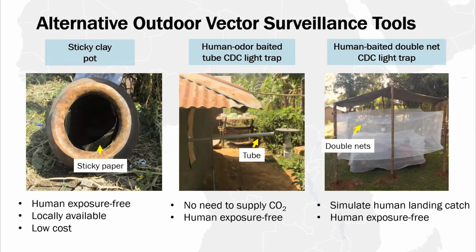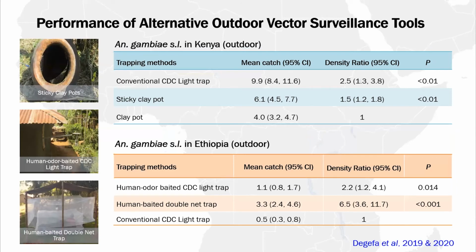If you look at the double net on your far right, which is simulating human landing catches, it's human exposure free because the person is deep inside the second net. Now, looking at their performance in comparison to the conventional CDC light trap, we realized that the sticky clay pot, like in Kenya, was comparably well doing compared to the CDC light trap.